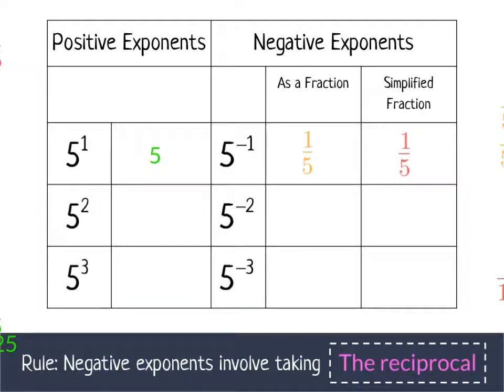Now I've got 5 to the second power. So 5 times 5 is going to give me 25. So again, I'm going to take the reciprocal of that. So again, 1 over 5 times 5. And 1 over 5 times 5 is going to be 1 over 25.